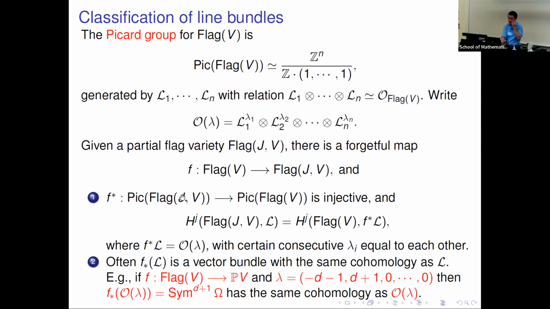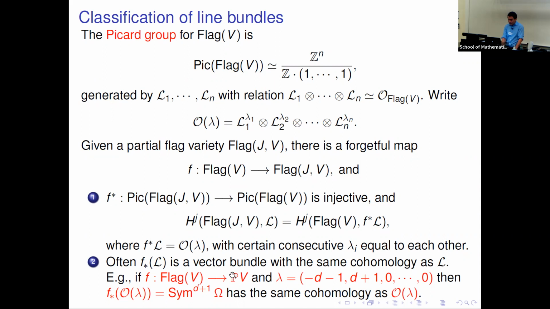So like on projective space, there's always a corresponding line bundle on the full flag variety that has the same cohomology. But maybe more interesting is that if you take a line bundle on the full flag variety, there is a way to produce a vector bundle, a higher rank bundle, on a partial flag variety that has the same cohomology. Not always, but often it's the case that you can do that.